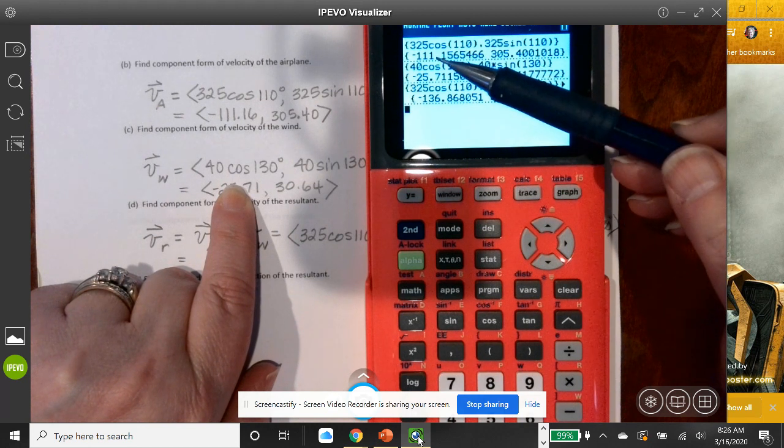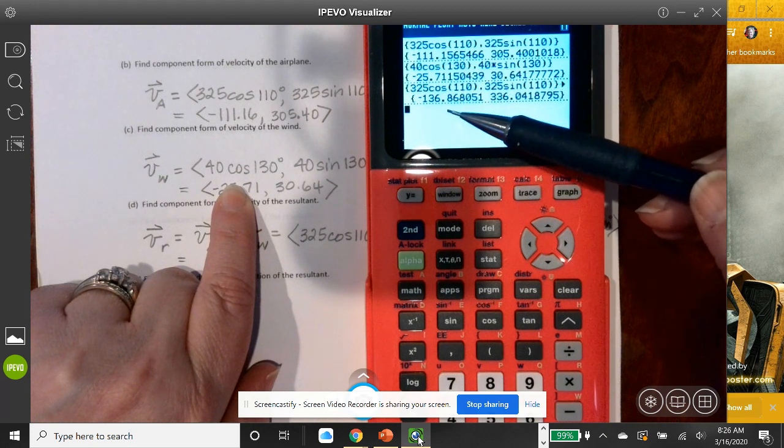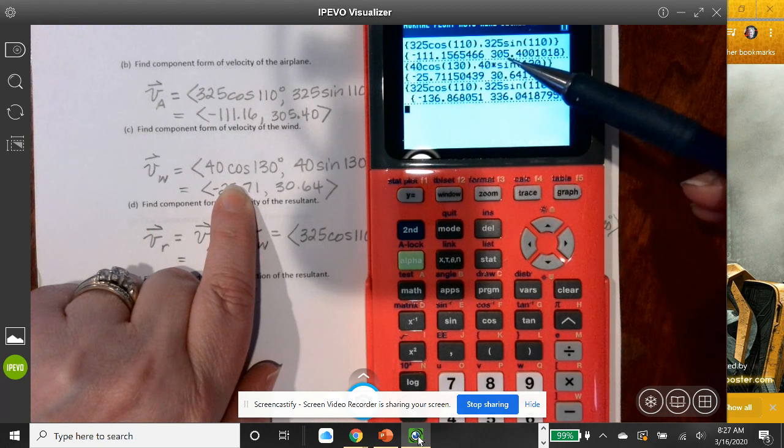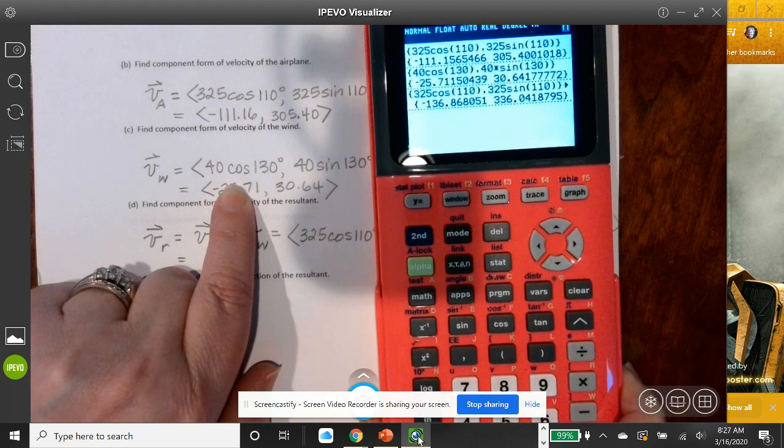And see if that makes sense. Does that look like negative 111 plus negative 25 would be this number? And the answer is yes. And 305 plus 30 would be 336 approximately. So yeah, it works. It's amazing stuff, these calculators these days, right?